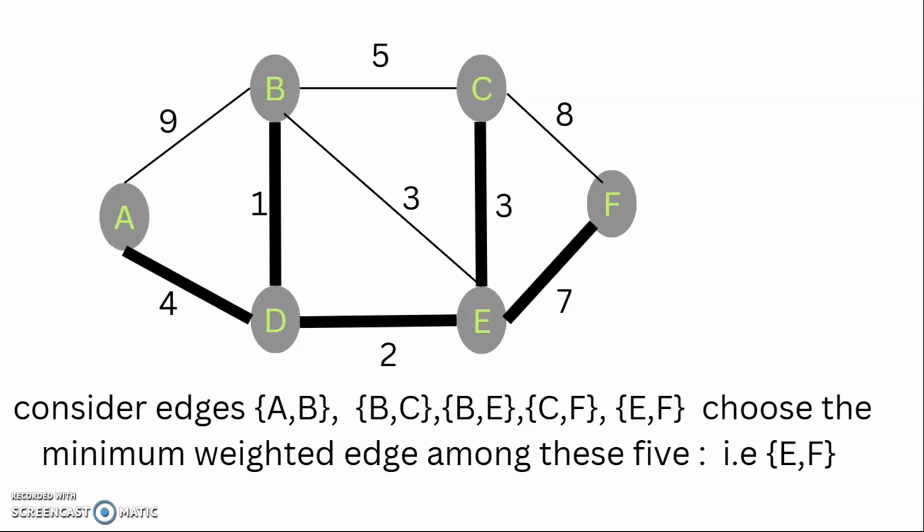So what is the next step? We have to consider the edges which are connected with A, B, D, E and C. So AB is already rejected. So now consider BC, BE, CF and EF. Here the other nodes are already visited. So F is the only node which is not visited. If we want to visit F, you can go from C to F or E to F. But the C to F weight is 8, and the E to F weight is 7. So I have chosen E to F, 7.